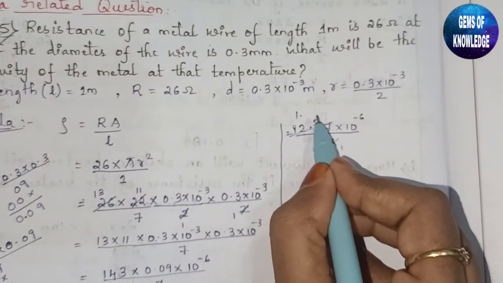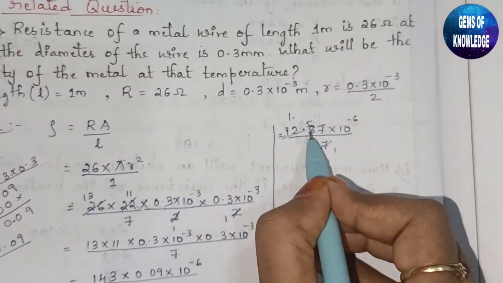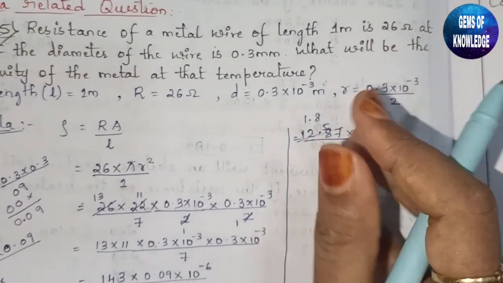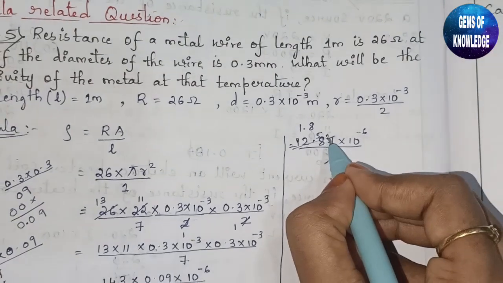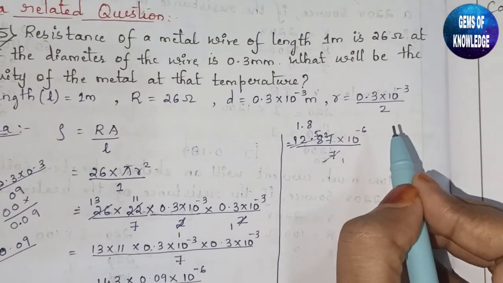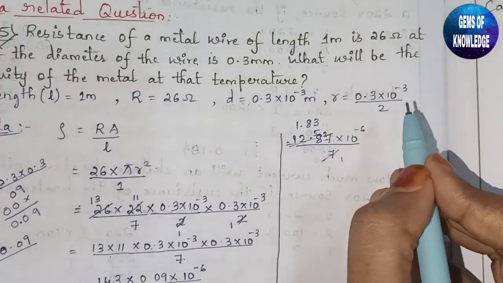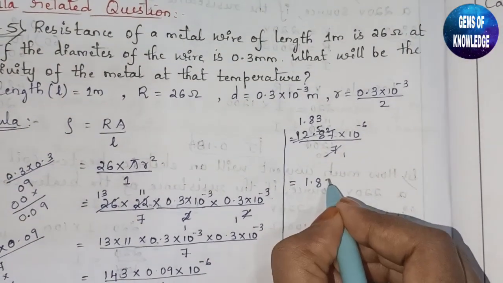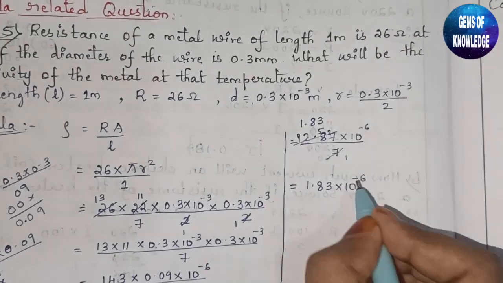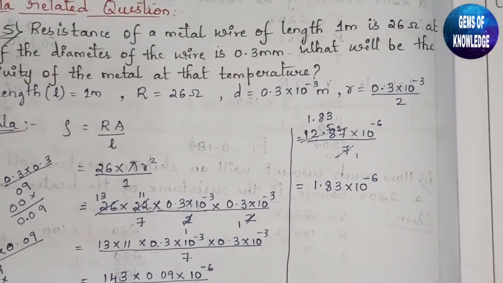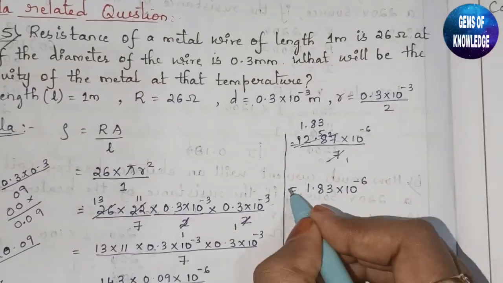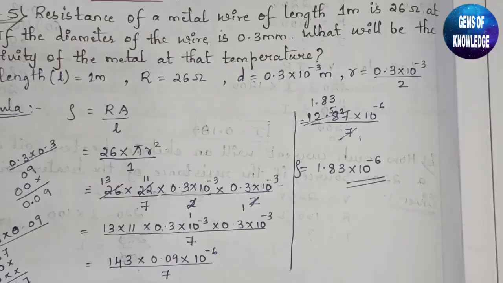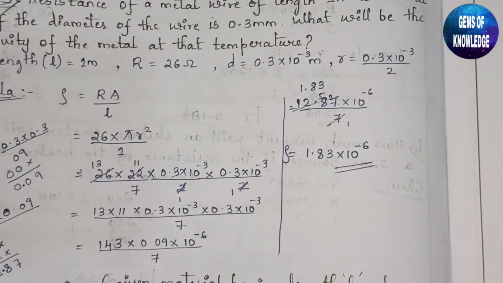Next, the number which is nearer to this number. Okay. 7 sevens are 49. 7 eights are 56. 57, 58. Again, two numbers are remaining. We will take here. This becomes 27. Okay. 7 threes are 21 we are having. So the main answer can be predicted as 1.83 into 10 to the power of minus 6. Okay, so the resistivity rho is equal to 1.83 into 10 to the power of minus 6.